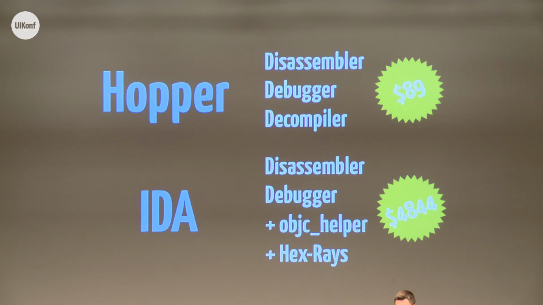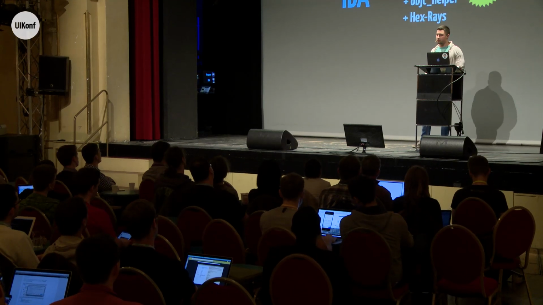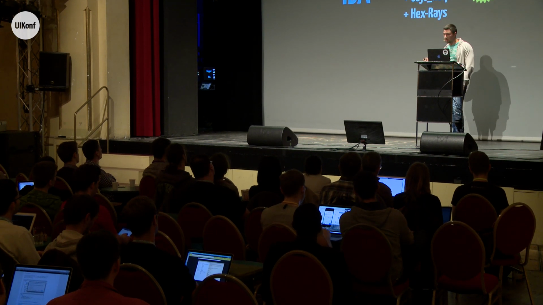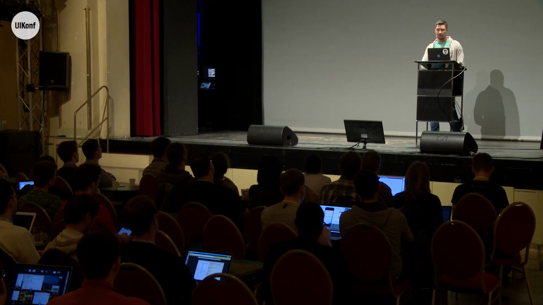A few words about analyzing tools. Right now, there are two good instruments for this, Hopper or IDA Pro. Both support disassembling, decompiling, and debugging, but IDA supports a lot of architectures and processors, and it's really, really expensive for one person, about $5,000. So my choice was Hopper.